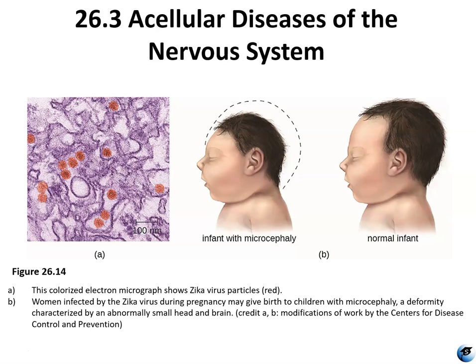Zika virus disease is caused by a virus transmitted primarily by Aedes mosquitoes, which bite during the day. Symptoms are generally mild and include fever, rash, conjunctivitis, muscle and joint pain, malaise, or headache. Figure 26.14 is showing an electron micrograph of the Zika virus particles here in red. Women infected by the Zika virus during pregnancy may give birth to children with microcephaly. Microcephaly is a deformity characterized by an abnormally small head and brain. So that's shown here. This is a normal infant, and this is an infant that was born with microcephaly.